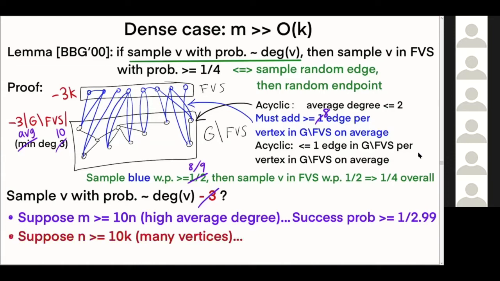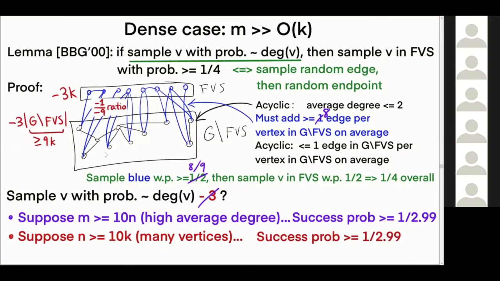So now in the second case, suppose that n is much larger than 10k. In this case, we have many vertices. This is also the case of our hard example from before, where we have a path graph and a single vertex. So in this case, we do need this degree minus 3 sampling, and let's see why it helps us.